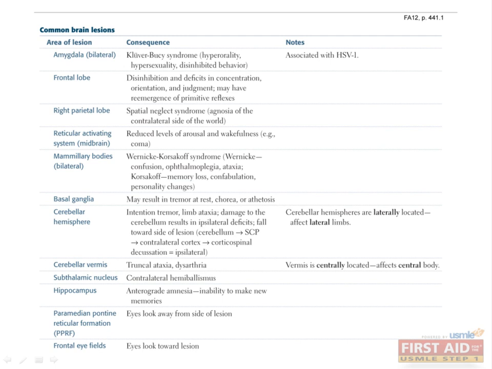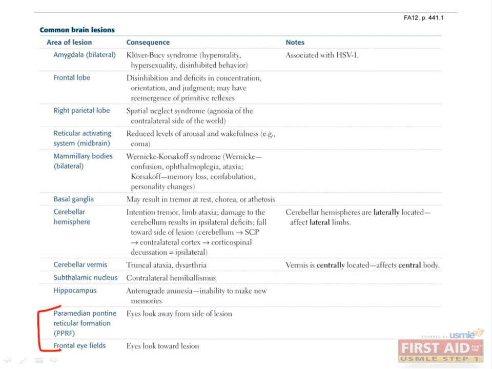We talked a bit already about damage to the basal ganglia and cerebellum. Damage to the subthalamic nucleus is responsible for causing contralateral hemiballismus, a very classic brain lesion. The hippocampus, as you know, is critical for memory, so lesions to the hippocampus cause anterograde amnesia, an inability to make new memories. These next two deal with vision.